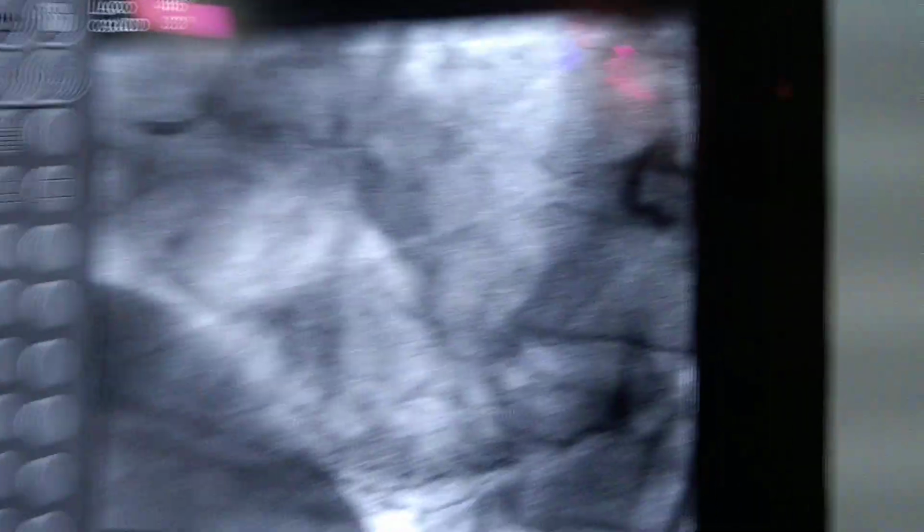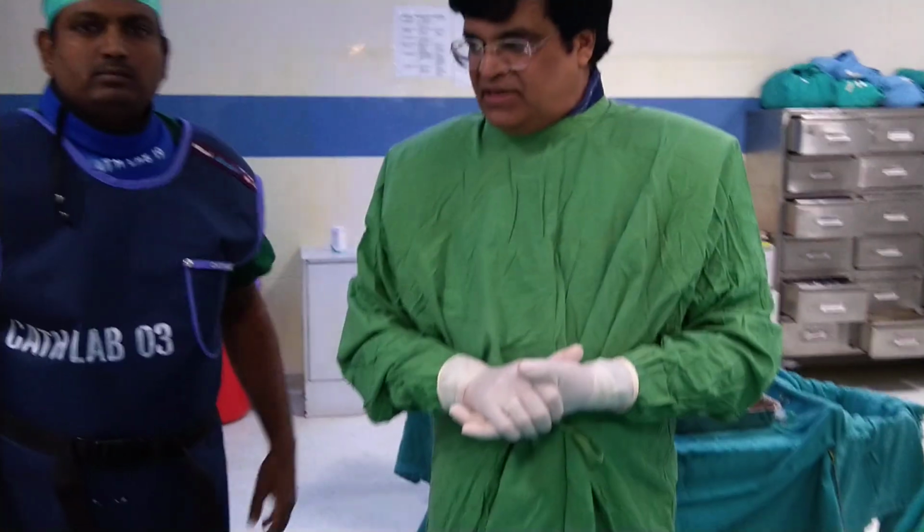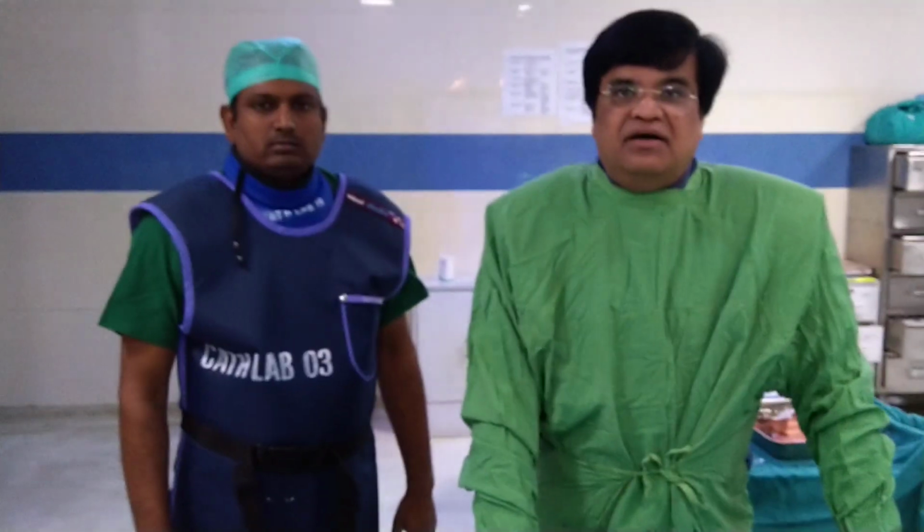Only 2-3 points which I want to highlight, with the help of Basant, our technician. We have done about an 18-minute procedure. One point is that pre-dilatation is very, very important. A good pre-dilatation will help you guide even a long stent of 43mm into the distal segment of the right coronary artery or any other artery.